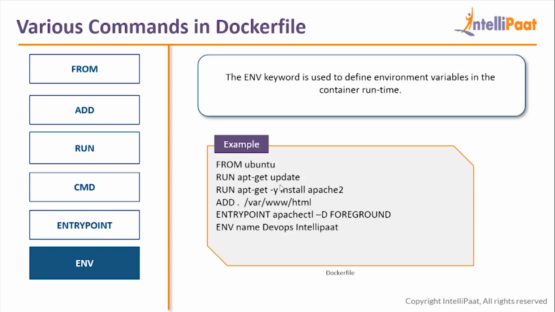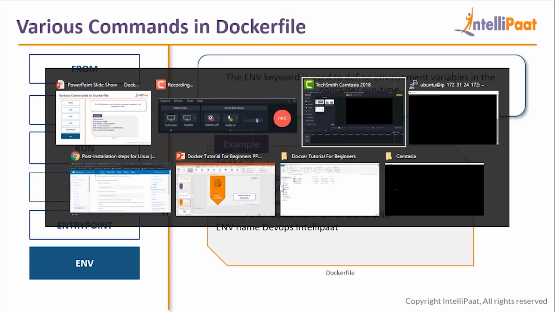So if there are any environment variables that you want to set inside a container, you can pass it using the command env, space, the name of the variable, and space, the value of the variable. In my case, I specified a variable name which has the value DevOps Intellipaat. So these are some of the commands that you can use to create a Docker file. Now let us create this Docker file on our system as well.